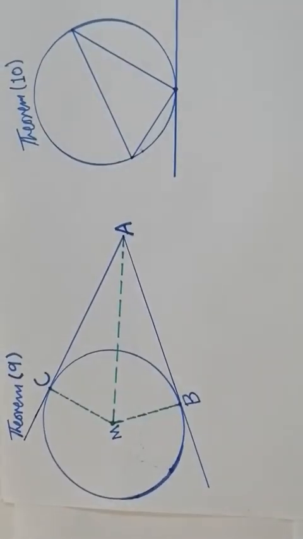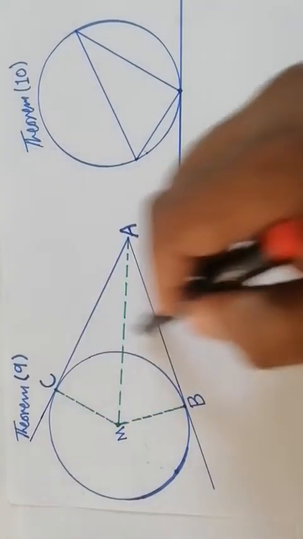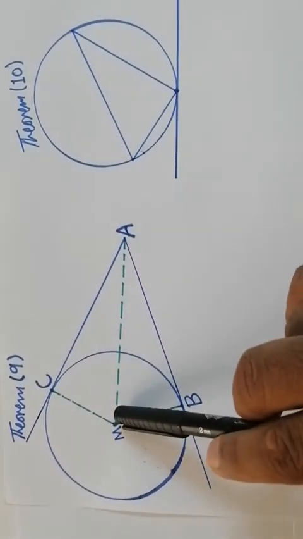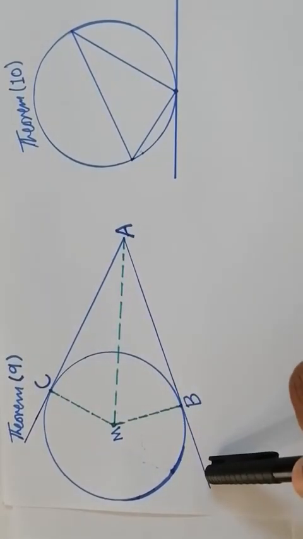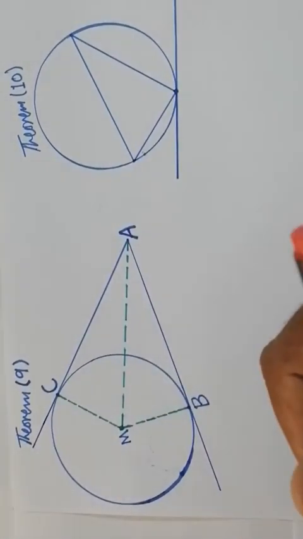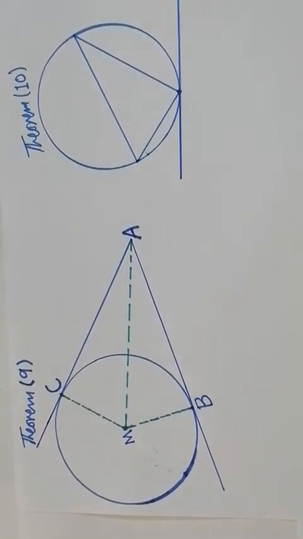Okay, here is Theorem 9. We can see a circle with center M. AB here is a tangent. AC is a tangent. Okay, what do you know about Theorem 9?